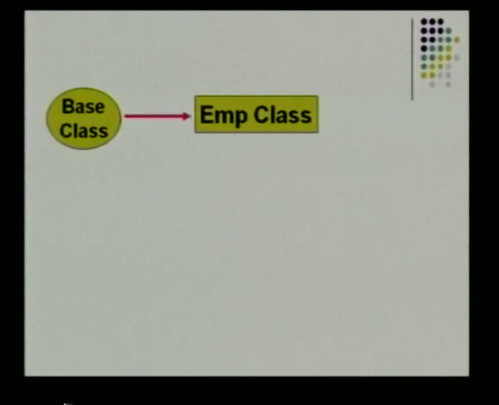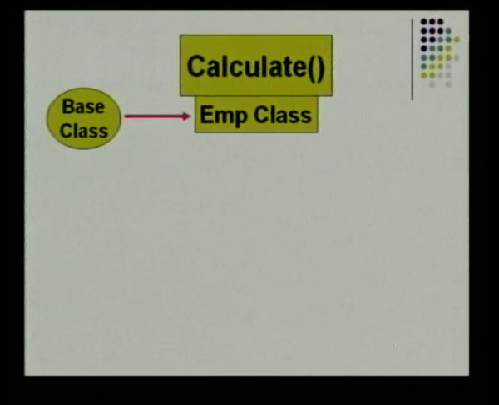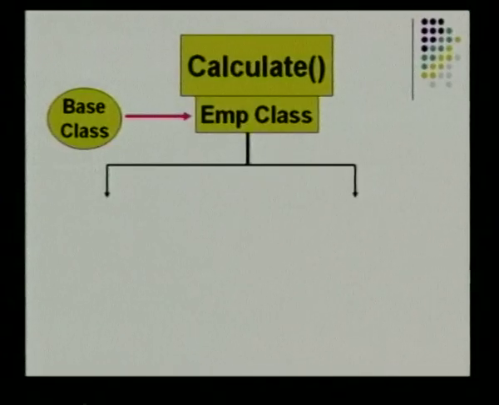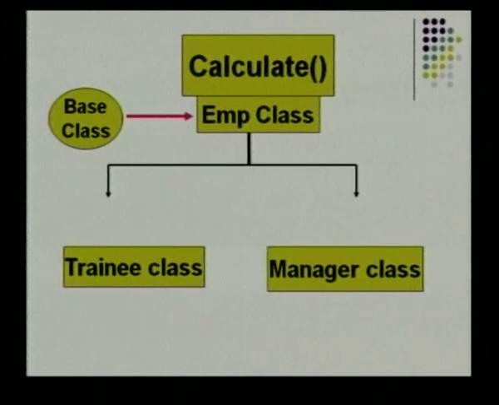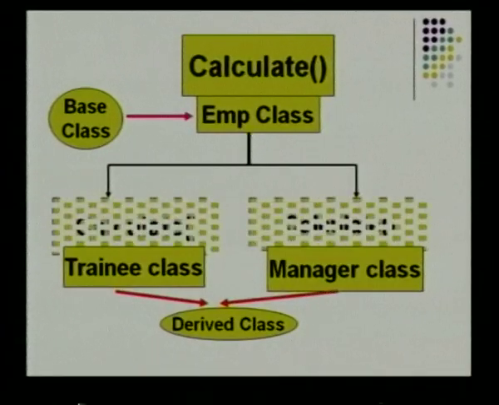Say you have an employee class. This is called the base class. It is having a function called calculate. Base class is the class from which other classes inherit. We have already seen the definition of inheritance. Say you are having another class called trainee and a class called manager. Both these classes are inheriting from the employee class. That means they are called derived classes or subclasses.